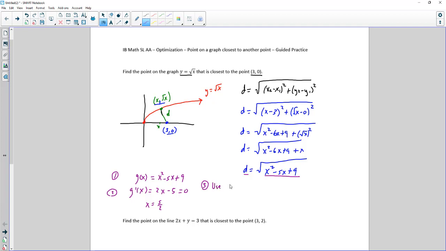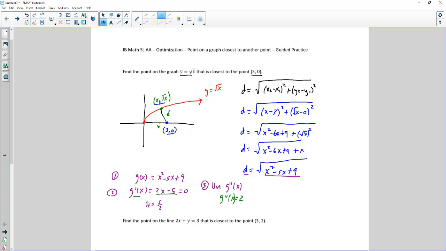The third step I told you to do is to check if it's a minimum or maximum. I'm going to use the second derivative test. So I'm going to use g prime and take the second derivative. Here's the first derivative, which is 2x minus 5. So the second derivative will equal 2.